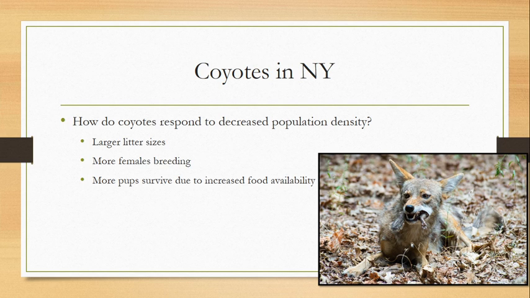If I keep a high population of coyotes, let's do the opposite here. The litter sizes are smaller, fewer females breed, and fewer pups survive due to more limited food availability. Folks, this is just how it works. And I don't think coyotes are unique to this. I'm using coyotes as my example, but I can't believe they're the only predator on the planet that has figured out that this is how things work.